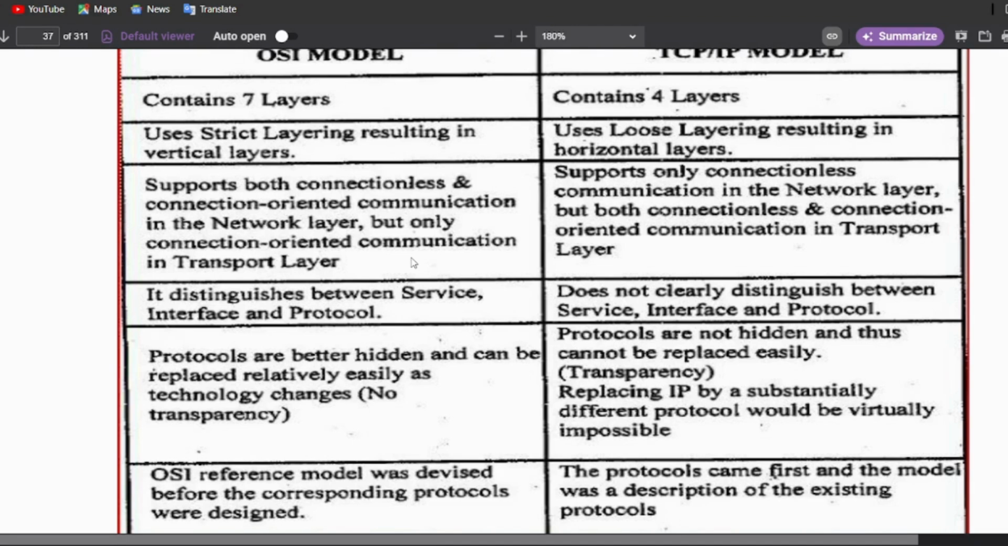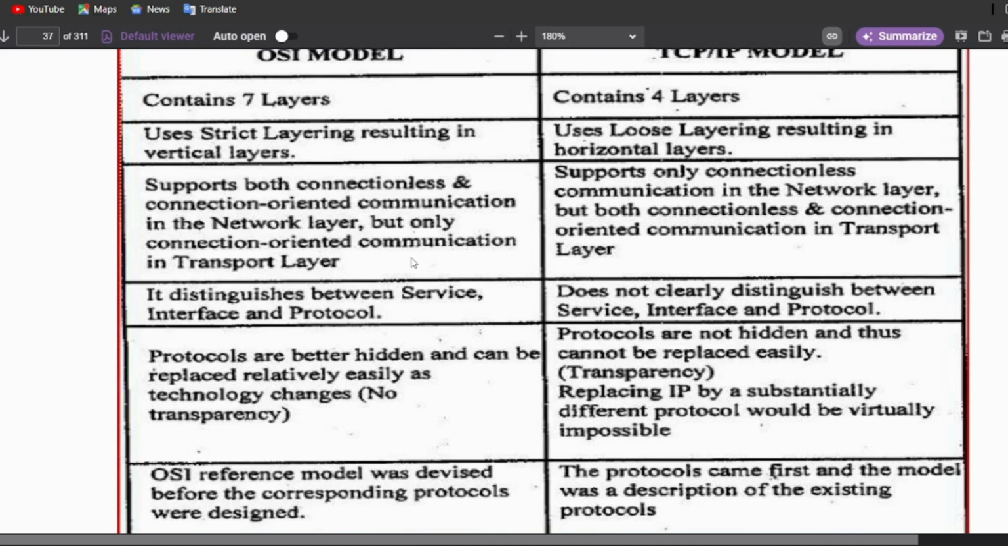But in the TCP/IP model, we do not distinguish the services, interface, and protocol, because TCP has its own advantages and disadvantages, and IP also has its own advantages and disadvantages. So the interface, services, and protocol are not clearly mentioned there.